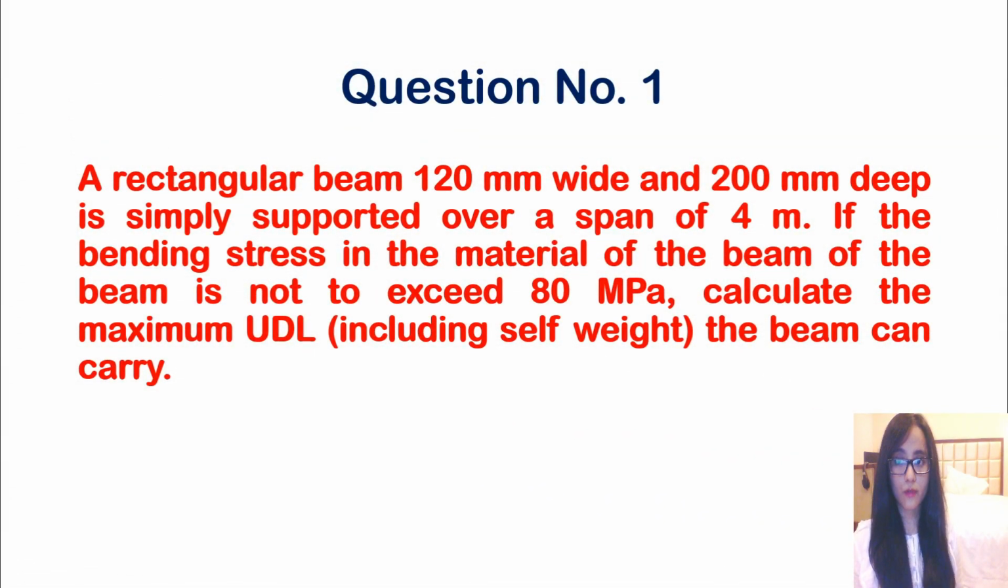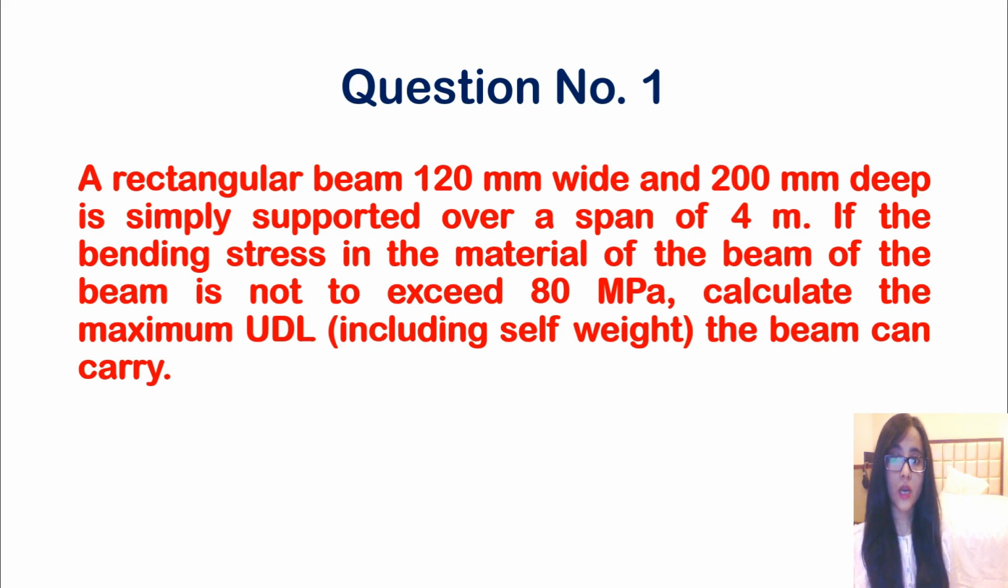In this session, we'll be solving more numericals. So let us get started with the first numerical. A rectangular beam 120 mm wide and 200 mm deep is simply supported over a span of 4 meters. If the bending stress in the material of the beam is not to exceed 80 megapascal, calculate the maximum UDL the beam can carry. So here we need to find the load.